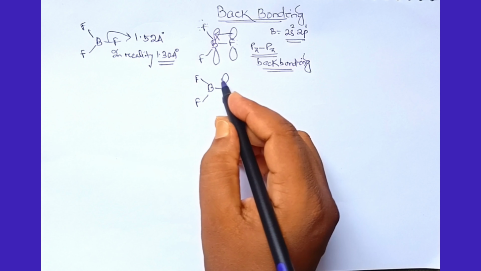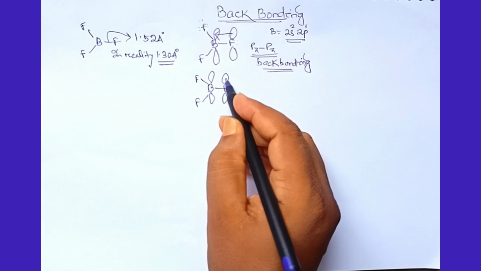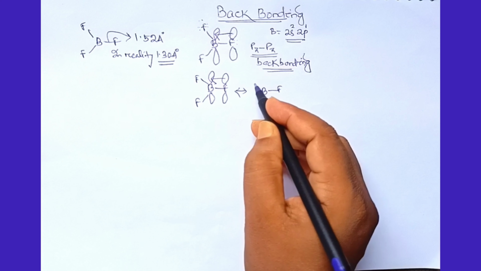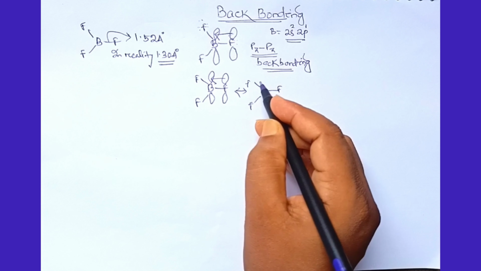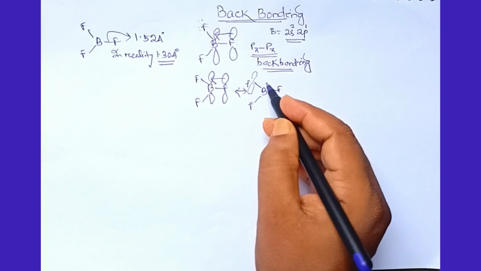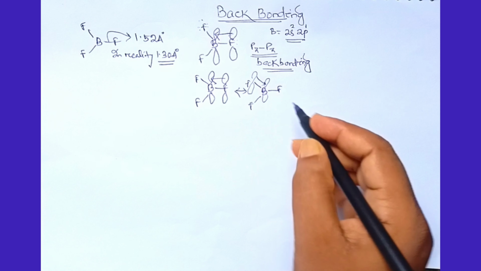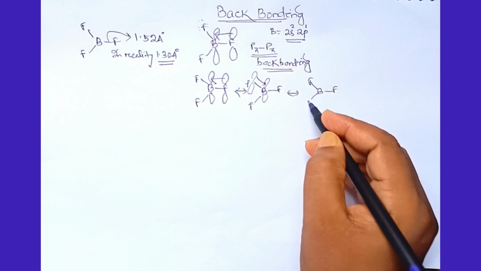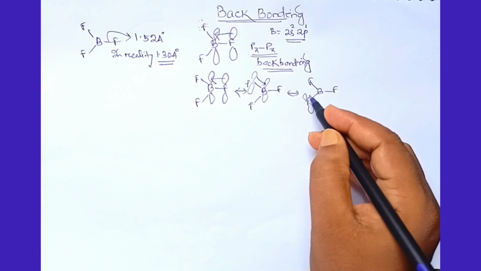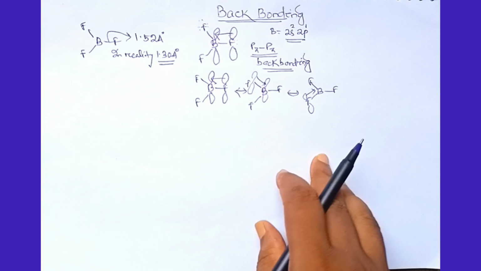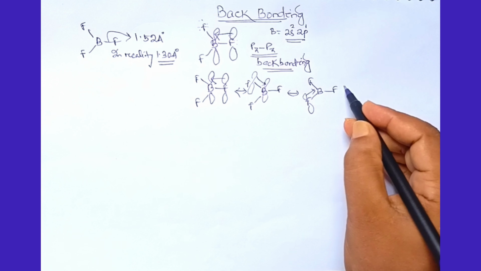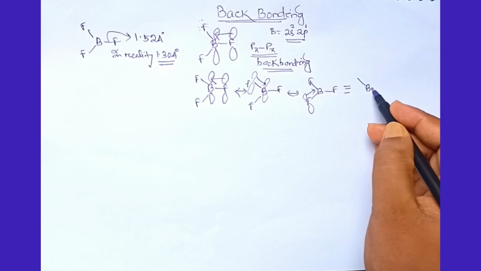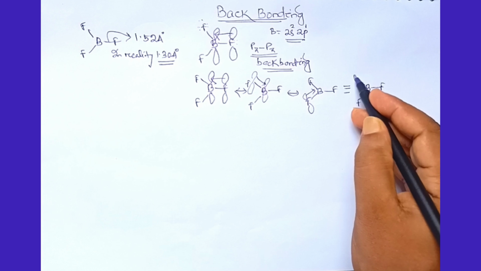From this fluorine, in one case back bonding takes place. In the other case, the second fluorine takes part in the back bonding. In the third case, the last fluorine participates in the back bonding. So I can write the hybrid structure of boron trifluoride like this.